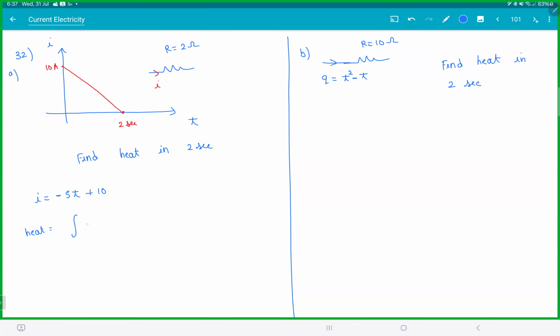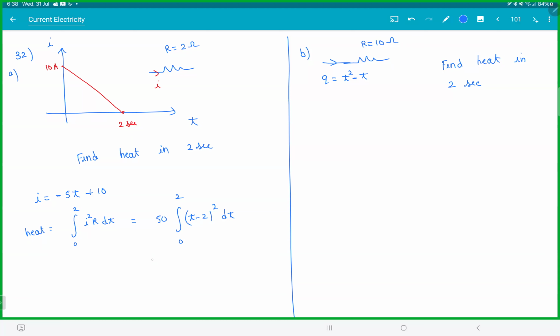Then heat is equal to integral I square R dt, going from 0 to 2. So that 5 square will come out as 25, and R is 2, so that will be 50 integral of (t minus 2) whole square dt. How much are you getting for this? This is not the area under the graph. Area under the graph will give you charge. So this is how much? 400 by 3, 800 by 3.